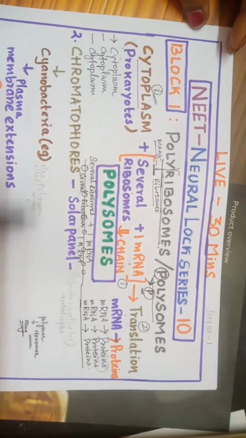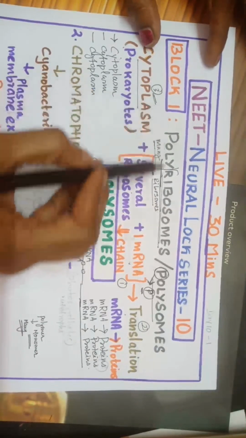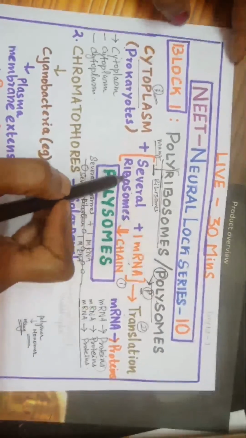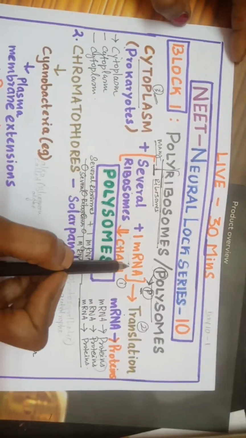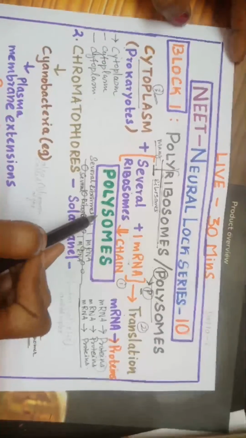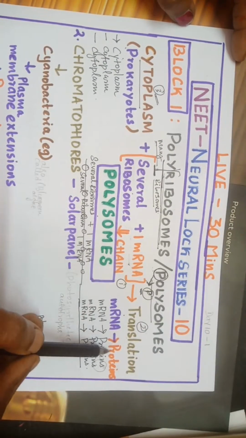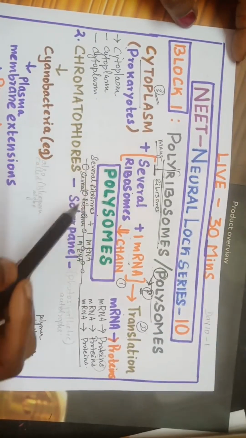Under block 1, what did we see? Polyribosomes or polysomes. The first code word is several ribosomes attached to a single mRNA strand. This chain is called a polysome. The function of polysomes is to translate mRNA into protein. They are seen in the cytoplasm of the prokaryotes. Fine.